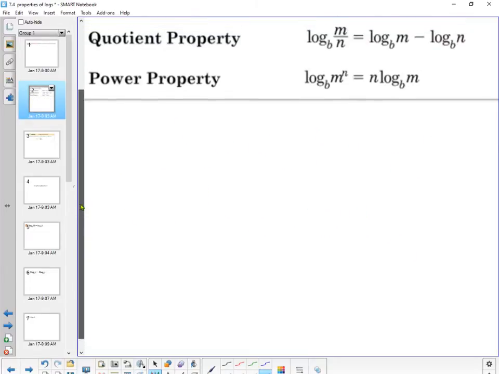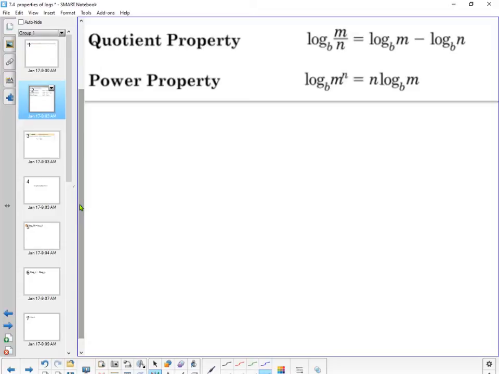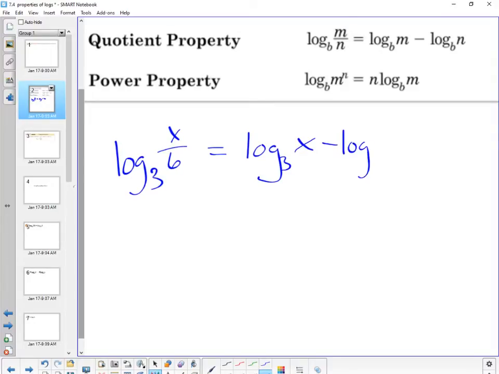So looking at the second rule now, the quotient one, let's say that I had log base 3 of x over 6 for some reason. That can get split up into log base 3 of x minus log base 3 of 6. Now here you do want to be careful. Addition is commutative, so you can add in whatever order you want, and it wouldn't matter. But with subtraction, it does matter. So you always want to put the numerator first and then the denominator. Does that make sense? Questions on that?